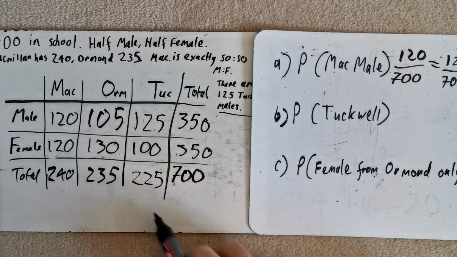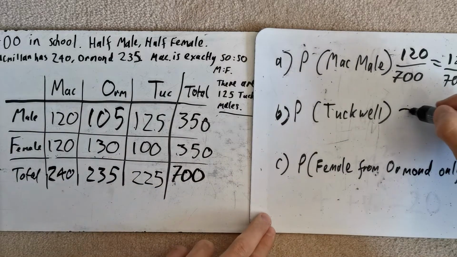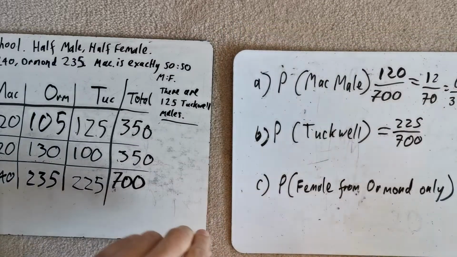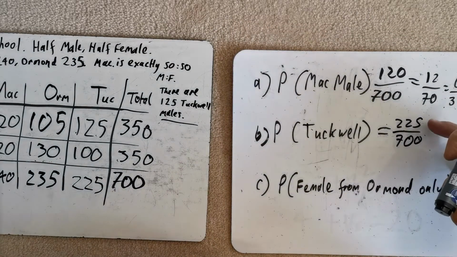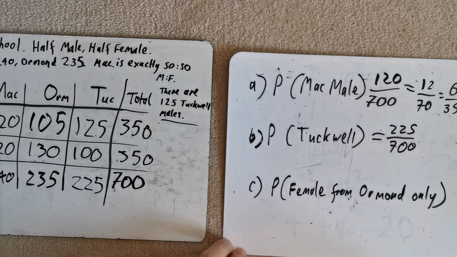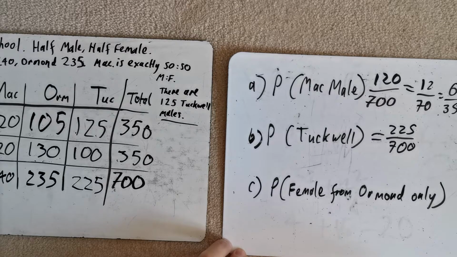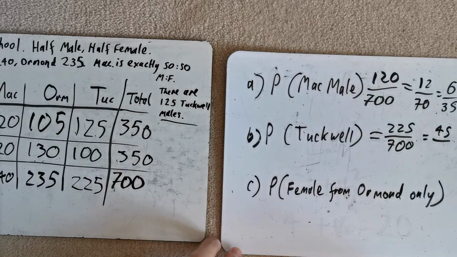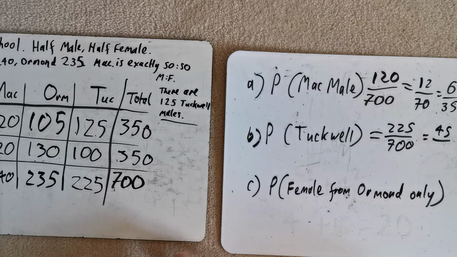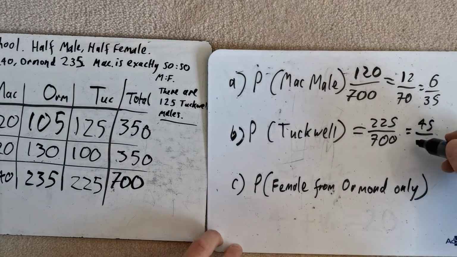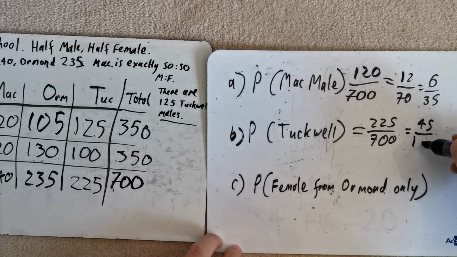So, that'll be just 225 out of 700. Can that simplify? Why, yes, it can. That isn't a 5, that isn't a 0, so that means you can divide them both by 5. So, 225 divided by 5 would give you 45. 700 divided by 5. Now, you're probably thinking, why can't you do this in your head, sir? I'm lazy, my apologies. Would be 140.